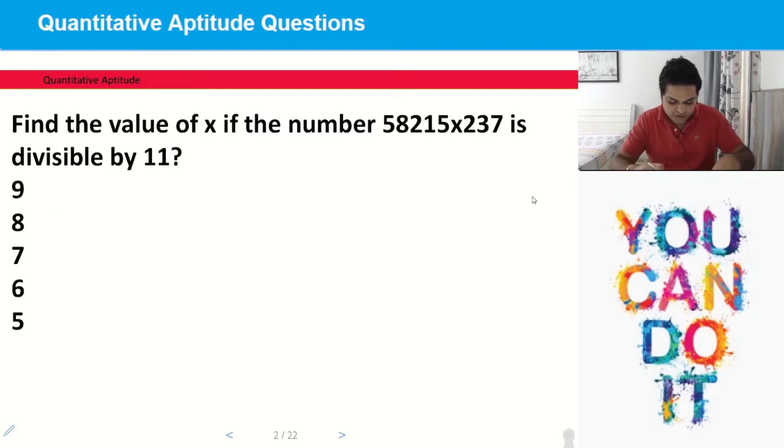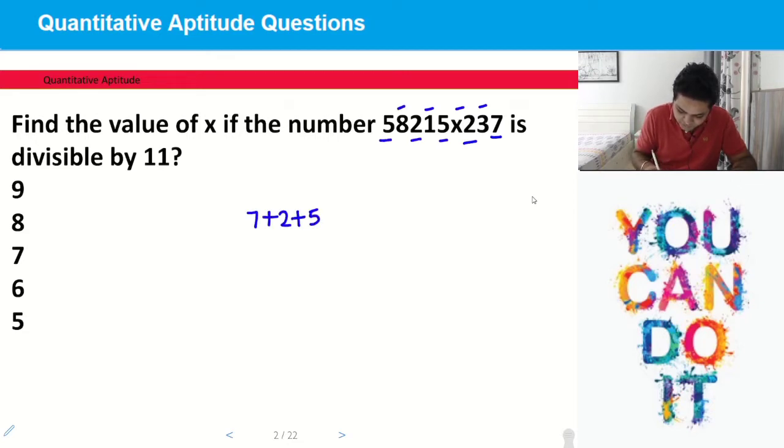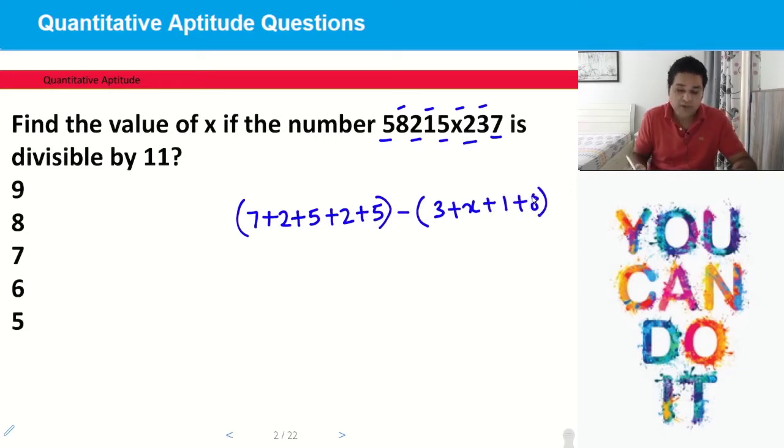So the first question is, find the value of x if the number 58215x237 is divisible by 11. So we'll use divisibility rule of 11 and we'll mark them as odd and even position numbers. So we have 7 plus 2 plus 5 plus 2 plus 5 minus 3 plus x plus 1 plus 8. Make sure that you are doing odd minus even. So let's just add them.